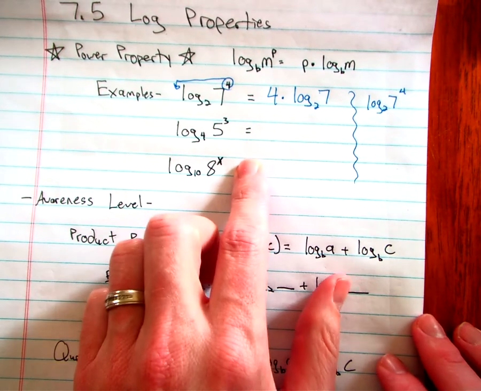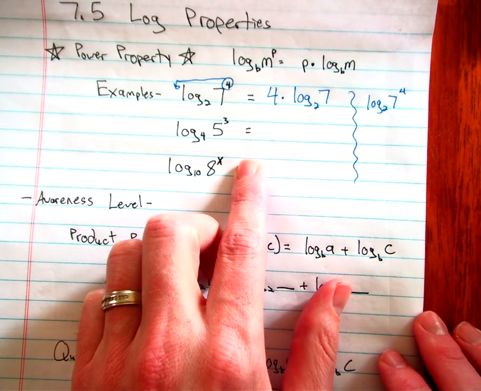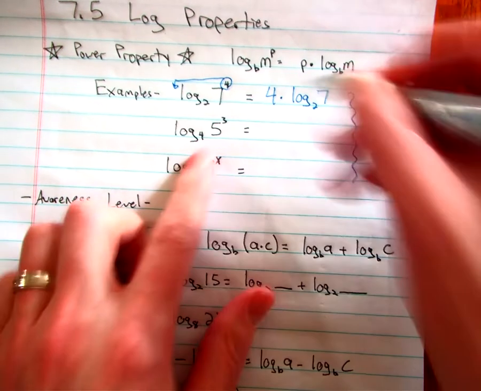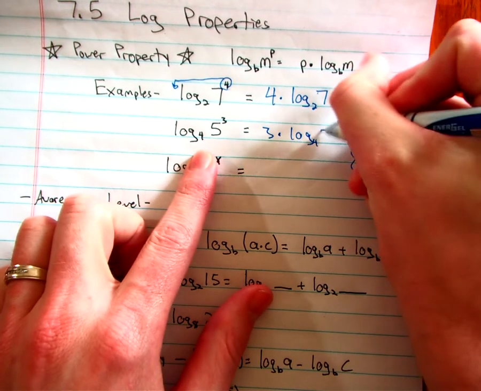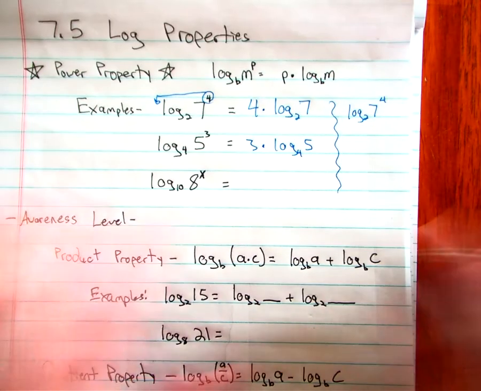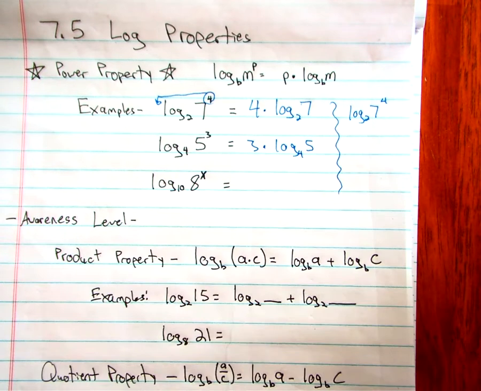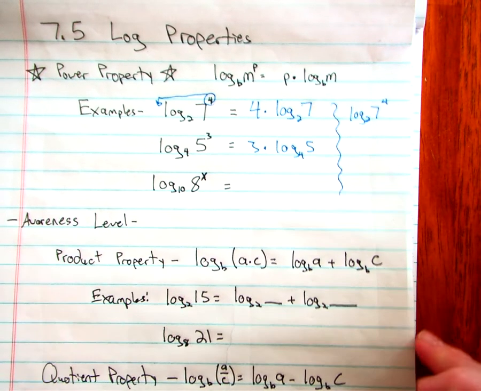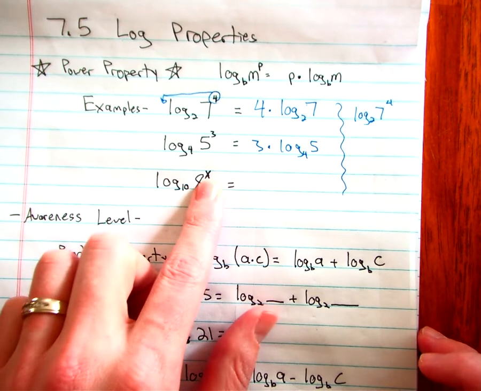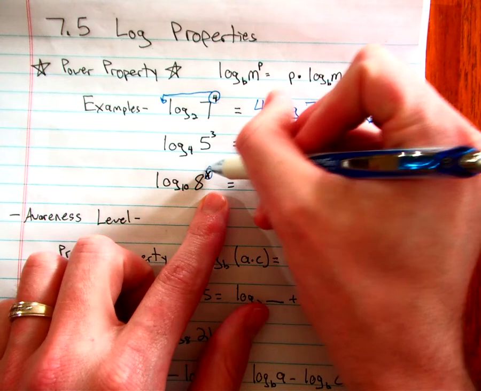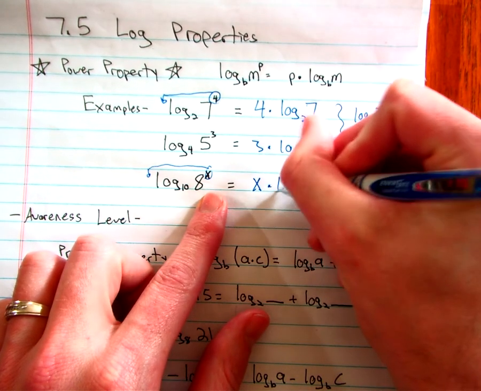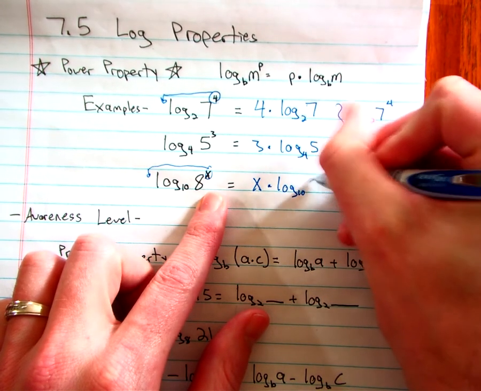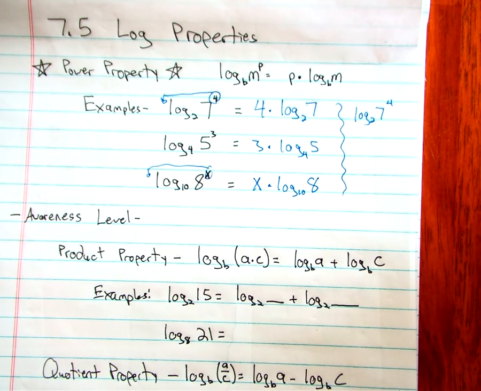Alright, so let's have you push pause and take care of those really quick. So this one we should be bringing 3 down in front. And if you want to put it back up, you can. It's going to be the same thing. And here's the one that we're most concerned with, when there's an x in the top. This is how we're going to solve, because it allows us to bring the x down in front.